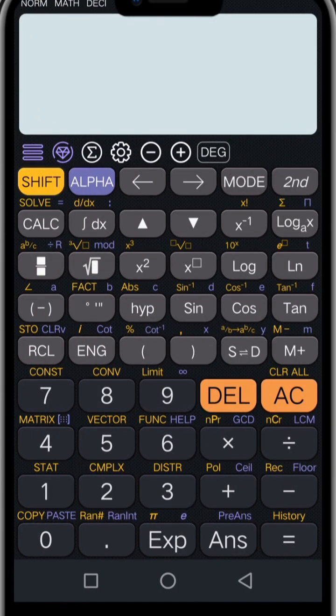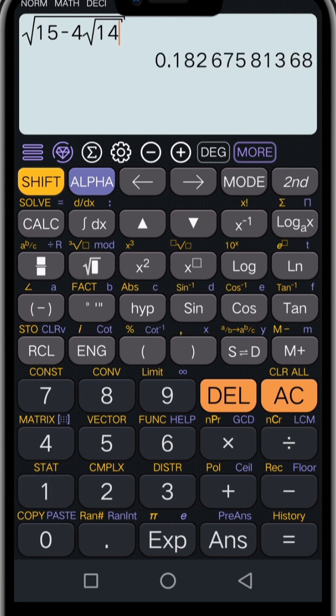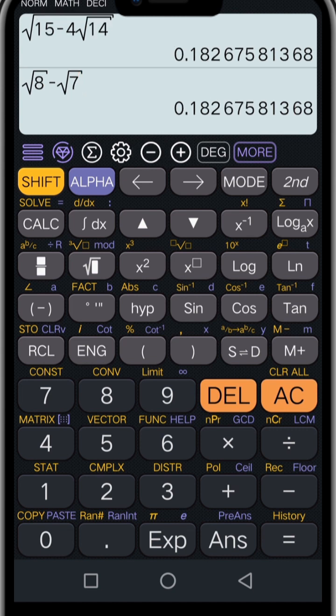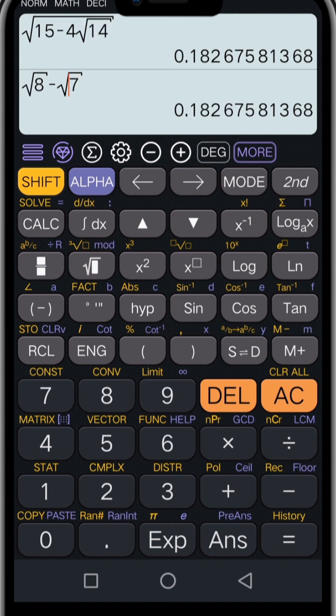So let's quickly check if the result we got earlier, square root of 8 minus square root of 7, actually equals square root of 15 minus 4 root 14. So I'm going to start from here. Okay. So the result was square root of 8 minus square root of 7. And if we check above, we can see that both results are equal.